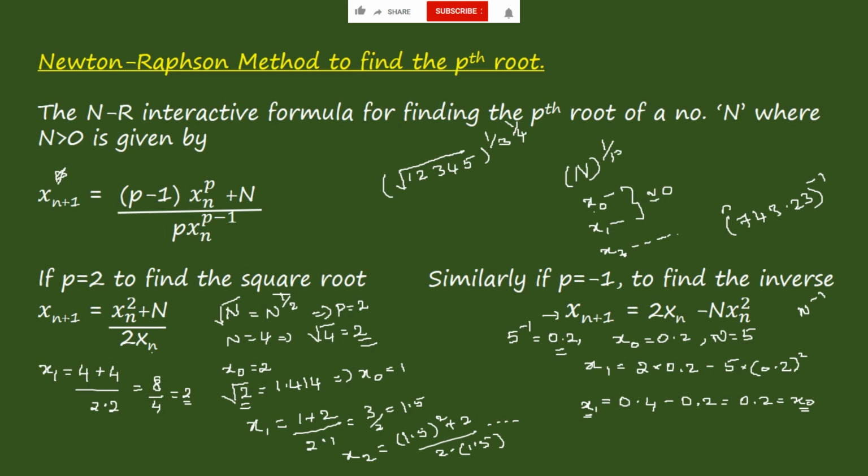Else you would be finding x2 also, and if the difference between these two is approximately equal to 0, then the root of that particular number is nothing but x1 or x2. This particular Newton-Raphson method is used to find the pth root of a number.